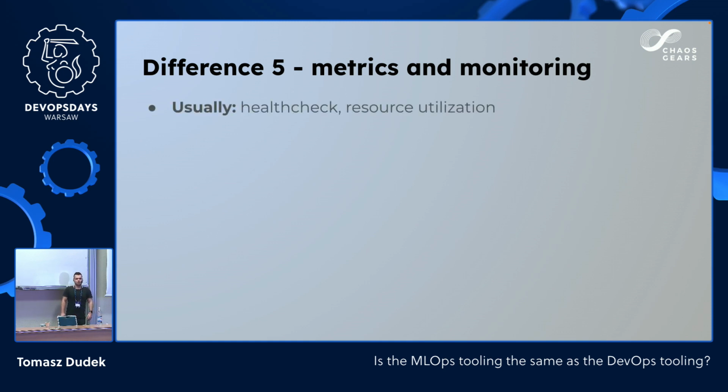So in most systems, we are interested in the uptime of a given service and its resource utilization. So how much CPU, GPU, RAM, disk space, and so on, how's the resource utilization. And we are absolutely doing that here as well, right? Because we need to be able to know whether that inference server is alive or not.